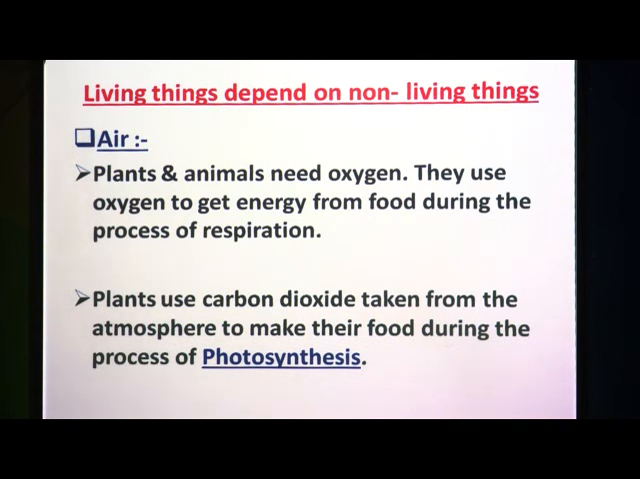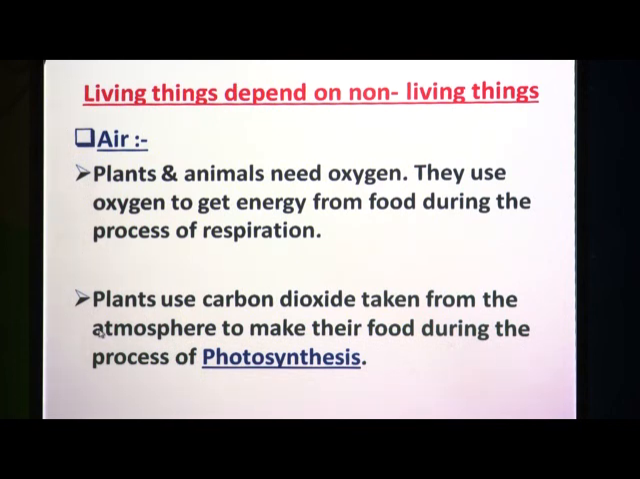In the process of respiration, animals take in oxygen, which is present in the air. That is why we cannot stay alive for long without air. Air is essential for all living things for breathing, and without respiration we are unable to live. During respiration, plants and animals breathe in oxygen and give out carbon dioxide. At the same time, when we take in oxygen, we exhale carbon dioxide, and that is used by the plants.